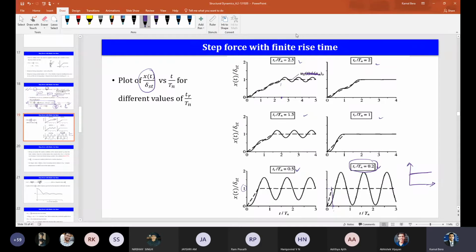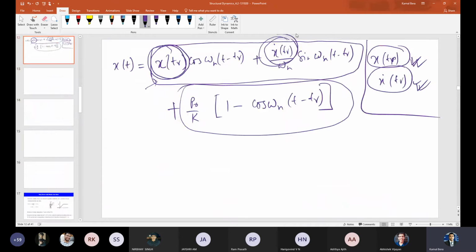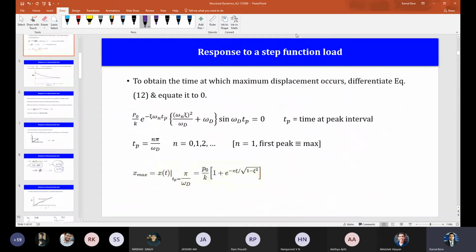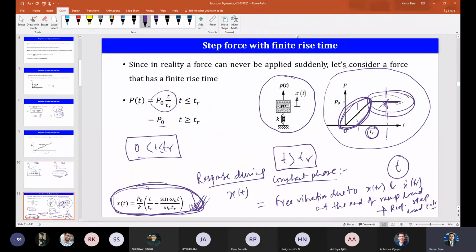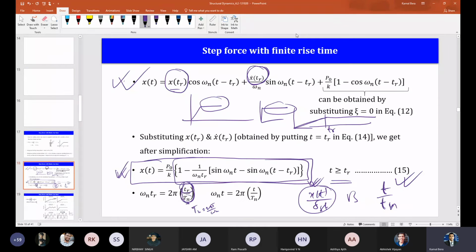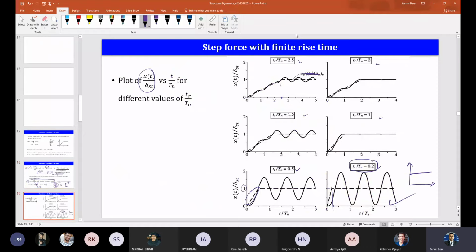I'll just go back to that figure. It is almost like that, and there is no oscillation during this period. That is quite obvious. So let me go back to that figure. Yes, you see the response due to the step function. Without damping it will just continue oscillating; with damping there is decay, but here we are considering no damping. So it is just oscillating about that. That is what happens when rise time is very small. Clear?